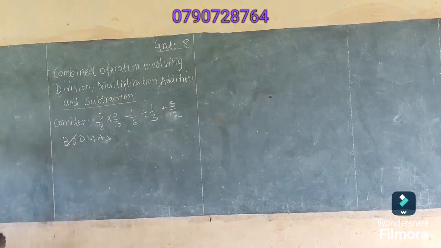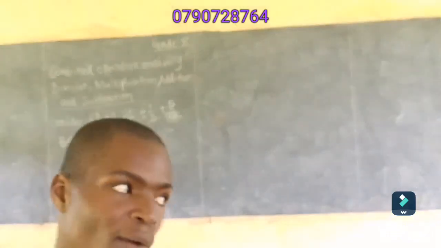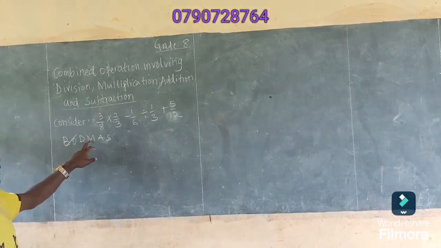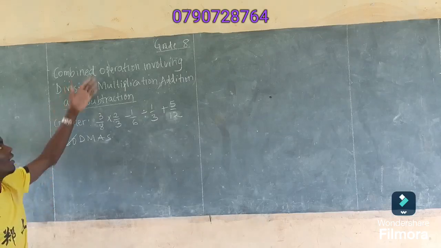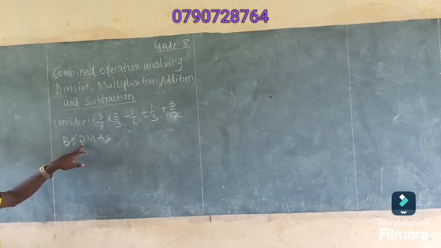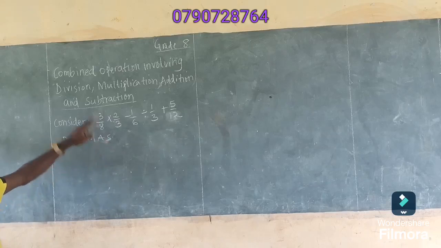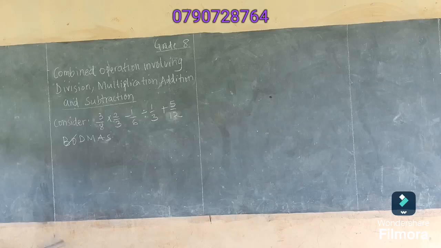We are not interested in this. BO simply stands for bracket and of. So in full, it is bracket of, division, multiplication, addition, and subtraction. The order here will start with division, multiplication, addition, then subtraction. So I think we are good to start.